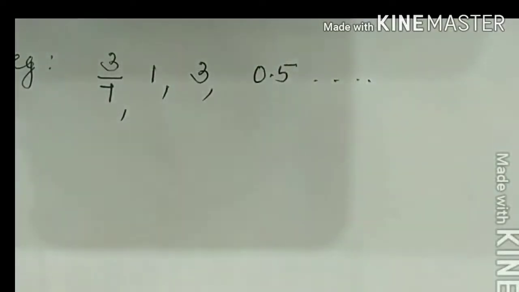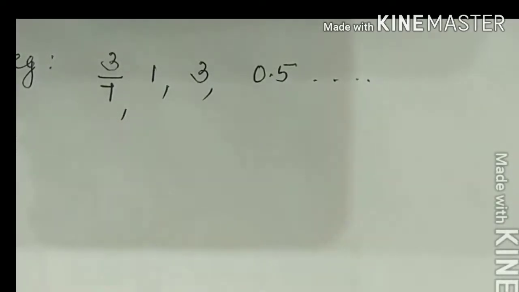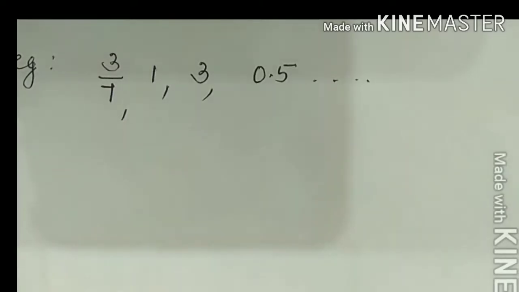Now let's see some examples of rational numbers. Let's see first the number 3 by 7. Let's check whether 3 by 7 is a rational number or not. Let's see the definition of a rational number. It should have a numerator, should have a denominator, and both should be integers. And the denominator should not be equal to 0.